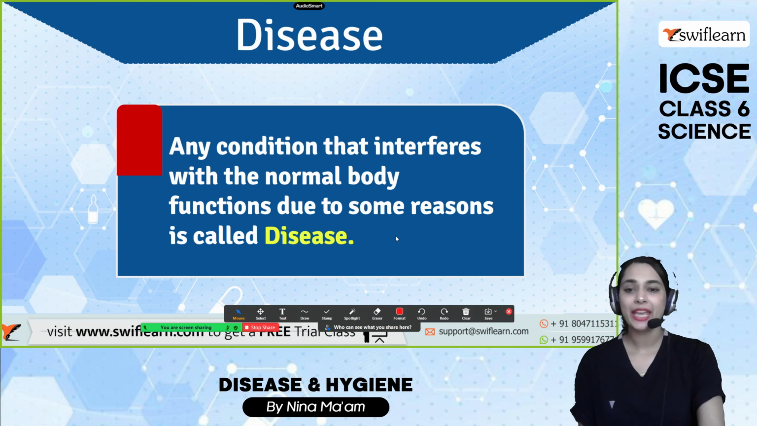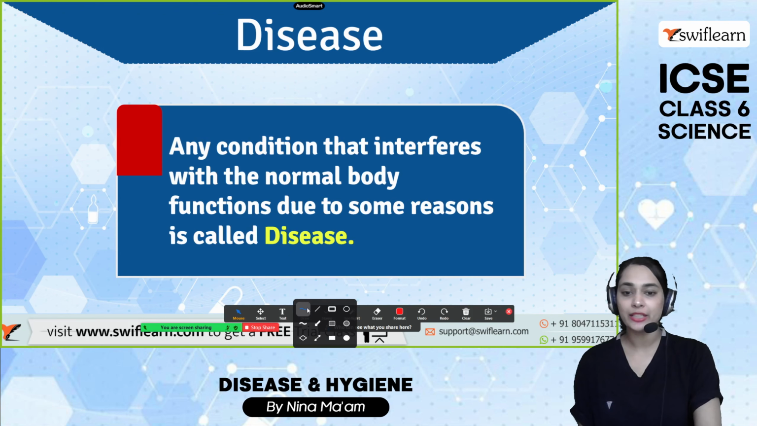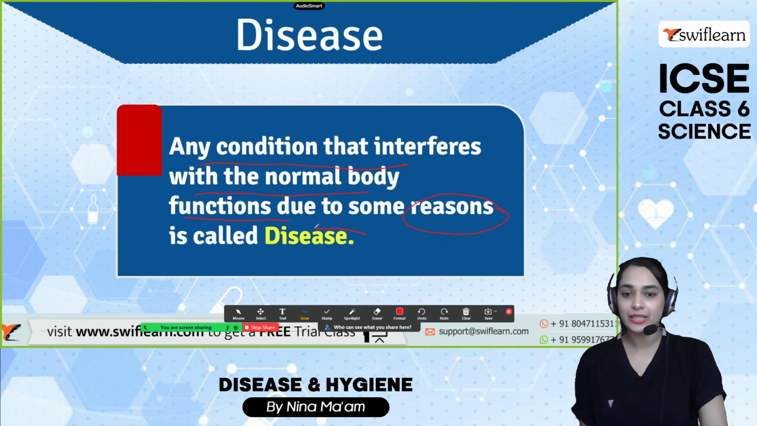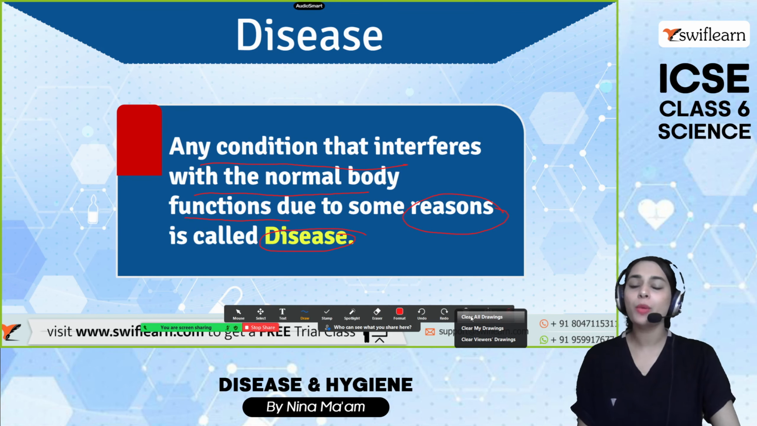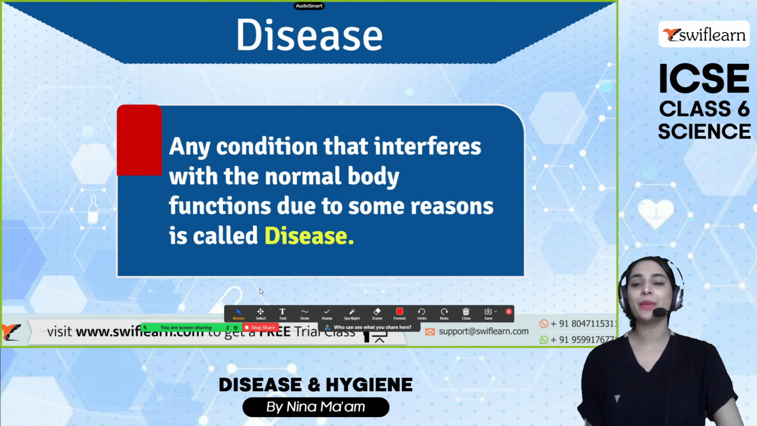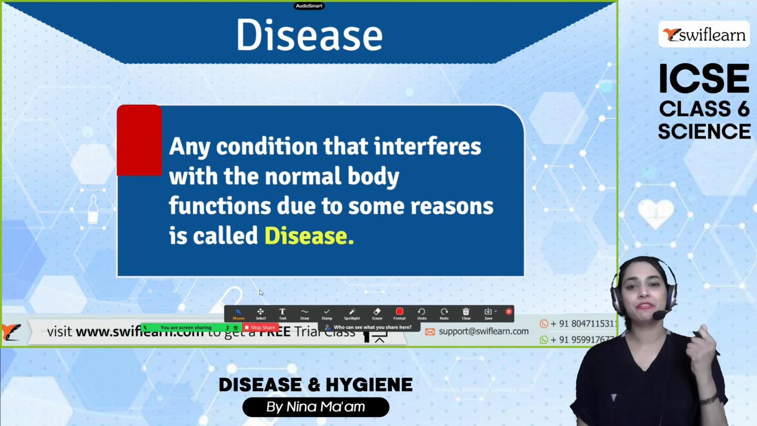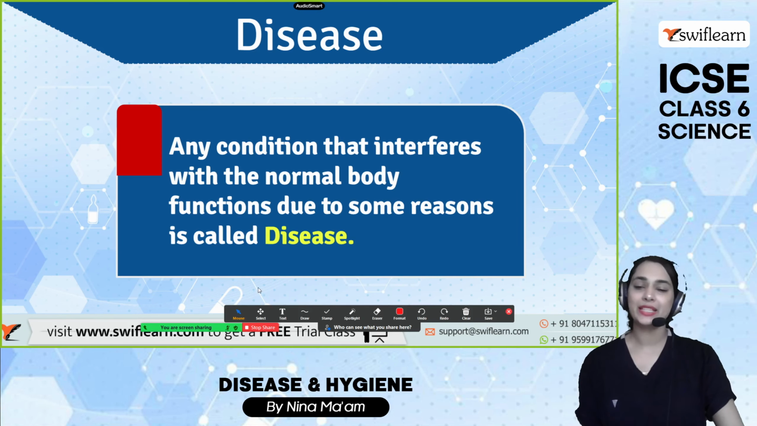Disease means any condition that interferes with the normal body functioning. After getting the fever, the proper functioning of Ibrahim's body got interrupted. The reason behind it is the fever, and the fever is a type of disease. Any condition that interferes with the normal body functioning due to some reasons is called the disease. Can you give some examples for the disease? It can be the toothache, it can be the heart disease, it can be the fever, flu. We have a lot of diseases, right?